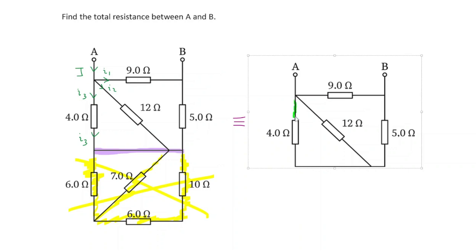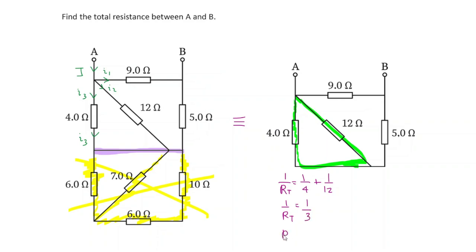Now we can clearly see that this 4 ohm resistor here and this 12 ohm resistor here are in parallel. How do we know these two are in parallel? Because we can see they are both connected through the same ends. So we can find the total resistance. 1 over R total is equal to 1 over 4 plus 1 over 12, so 1 over R total is equal to 1/3. So R total is 3 ohms.